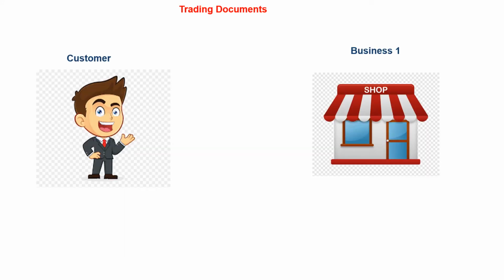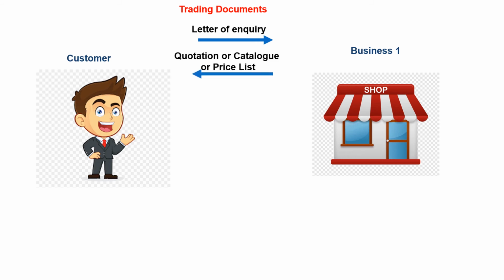Now we'll see a summary of all the trading documents we learned so far. Customer has to decide what is the product that he wants to buy. Then he has to decide which companies are offering this product. Then he can write a letter of inquiry to all these companies. Once these companies receive this letter of inquiry, they can respond by providing a quotation, catalog or a price list. So the customer can go through these quotations and compare which company is good to purchase these goods from.